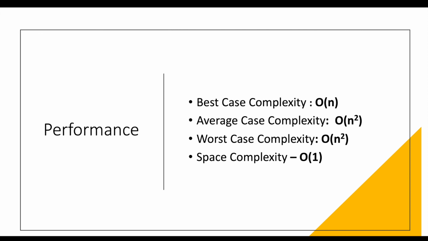In case of average case, it's order of n square. Average case is going to happen when the array elements are jumbled up. Some are sorted, some are not sorted. So in that case also, it has to go through all the 2 loops. So that is why n square.